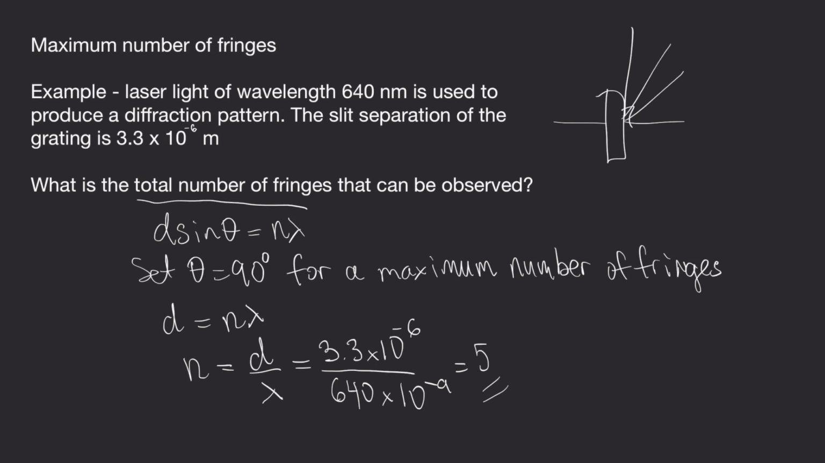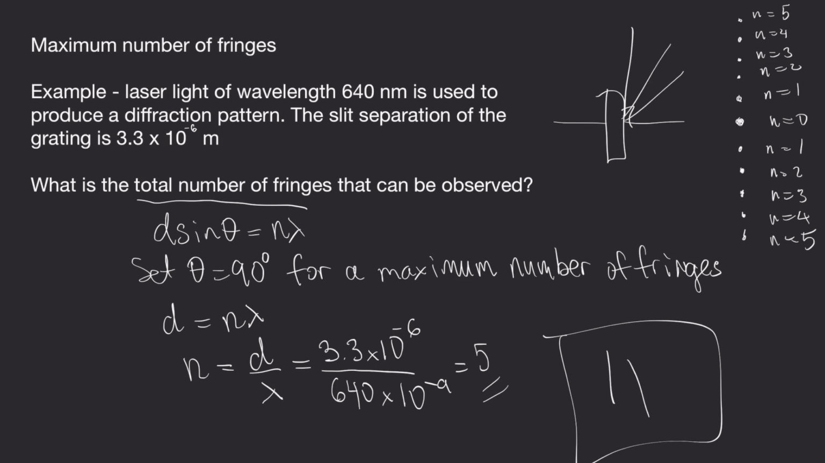Okay, so what will the picture of this actually look like? We're going to have a central maximum here. That's going to be n is equal to 0. Then we're going to have 5 more spots above it. But that's just one side of the symmetric pattern. We're also going to have 5 more spots below. That's going to give us a grand total maximum number of fringes of 11.